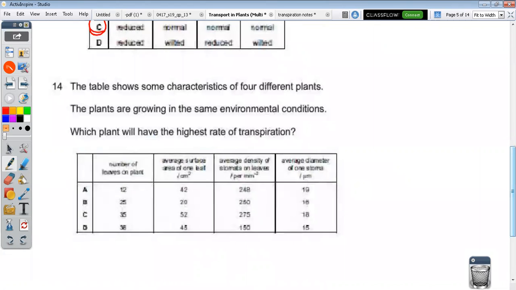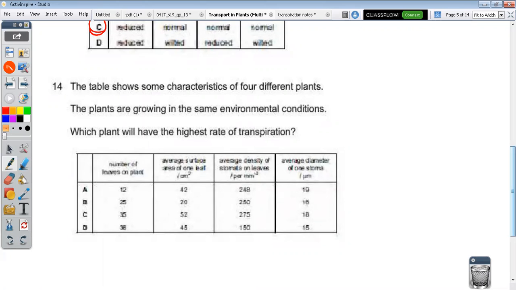The table shows you some characteristics of 4 different plants. The plants are growing in the same environmental conditions. Which plant will have the highest rate of photosynthesis? The highest rate of photosynthesis. So you want the high number of leaves, it's obvious. The more leaves, the higher the rate. Large surface area, yes. Wait, I agree.